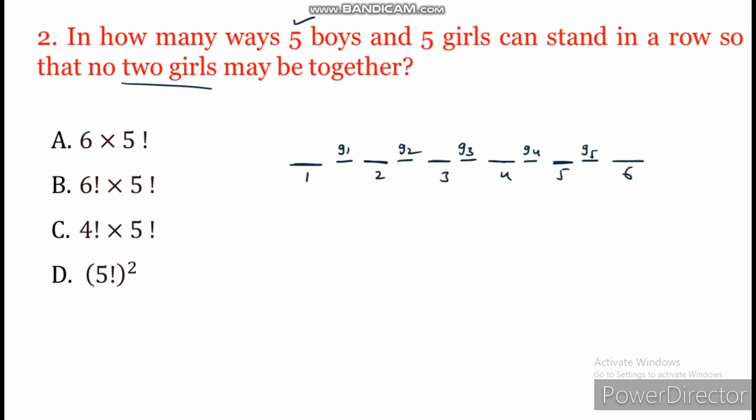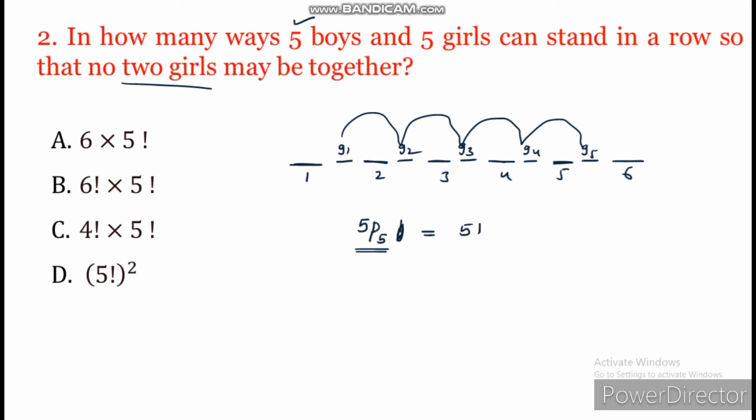So there are no 2 girls standing with each other. So in that case, see how many ways we can arrange girls now? Girls, we have 5 places. So 5 places. But how many girls? 5 girls. So how many ways we can arrange? 5P5. Okay, 5P5, not 5 factorial, 5P5 now.